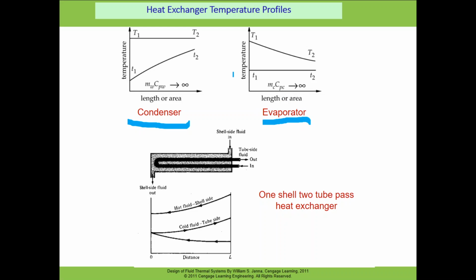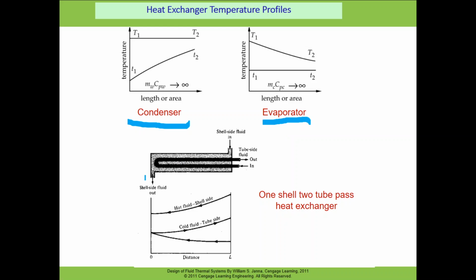For the evaporator case, the cold fluid temperature remains constant, because the phase change takes place in the cold fluid, it changes phase from liquid phase to gaseous phase, and the warm fluid temperature is dropped because it's giving heat to the cold fluid. So it was at high temperature and then the temperature is dropped at the outlet. So these are the two temperature profiles, one for condenser and one for evaporator.